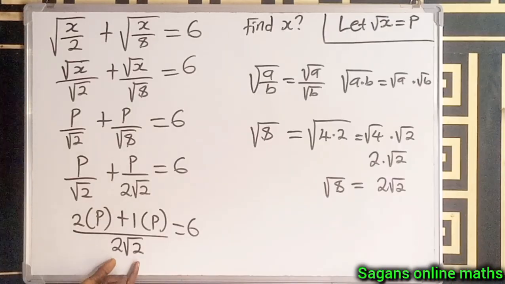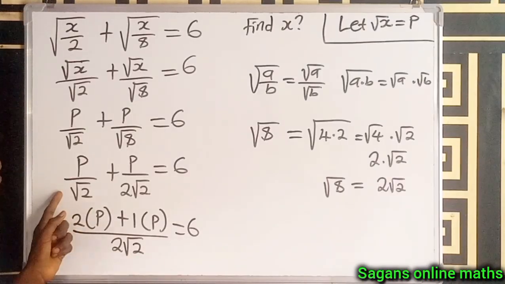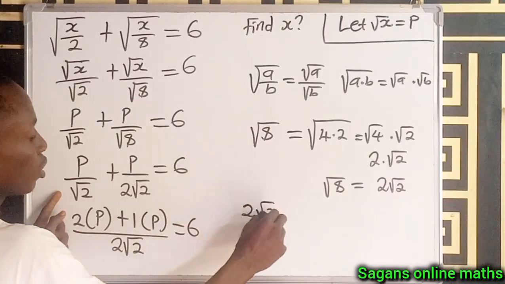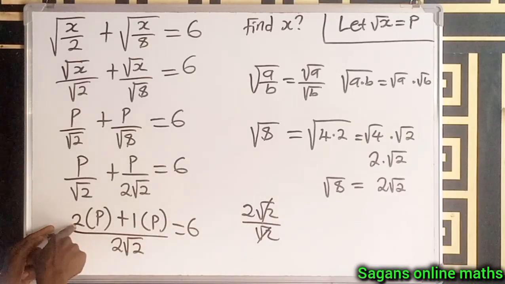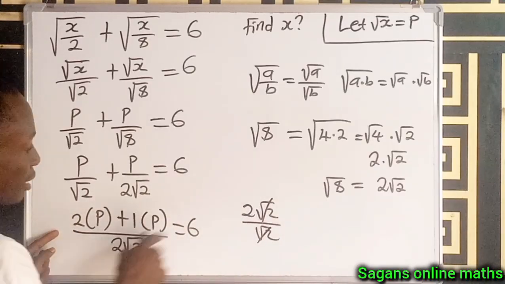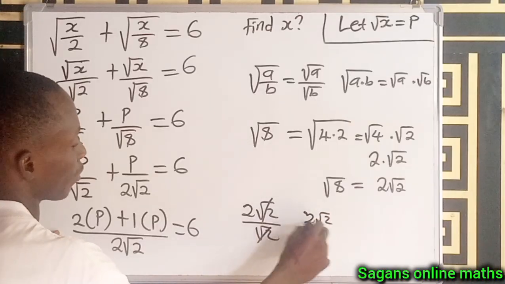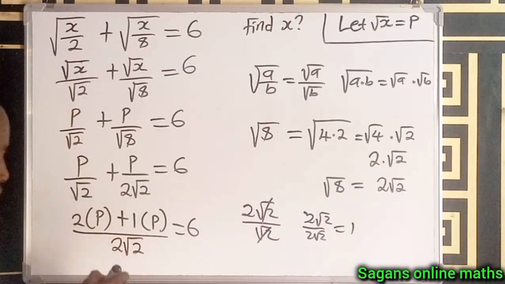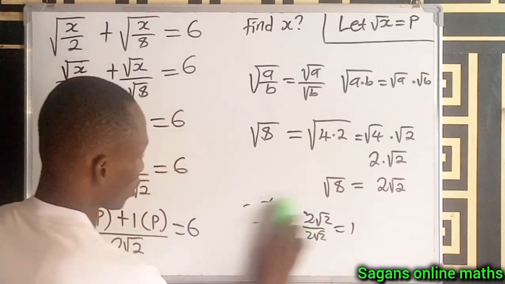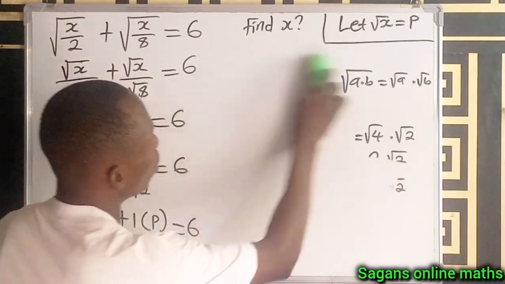Now let me throw more light here. We are dividing this by this. So if we divide 2 root 2 by root 2, the root 2 will cancel out and we are left with 2. That's why we're having 2 here. Now if I divide root 2 by 2 root 2, it is equal to 1. That's why we're having 1 here. That's amazing. Now let me remove this quickly so we can finish our work.